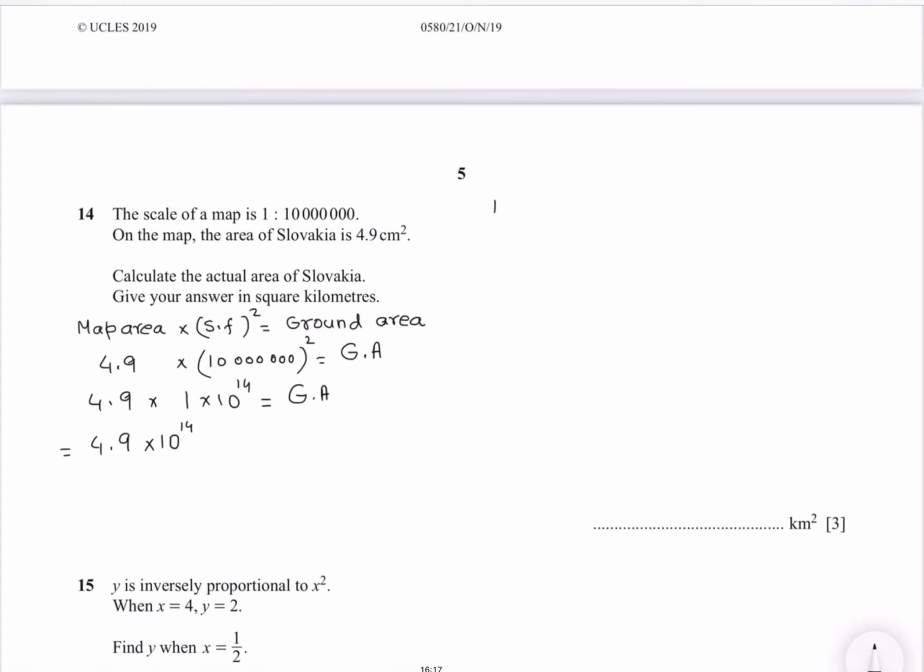Now you have to convert this into kilometer square. So 100,000 centimeter equals 1 kilometer. So square both sides. So it becomes 1 into 10 power 10 centimeter square equals 1 kilometer square. So now we have to divide 4.9 into 10 power 14 by this value because we are going from smaller to bigger value. So we have to divide.